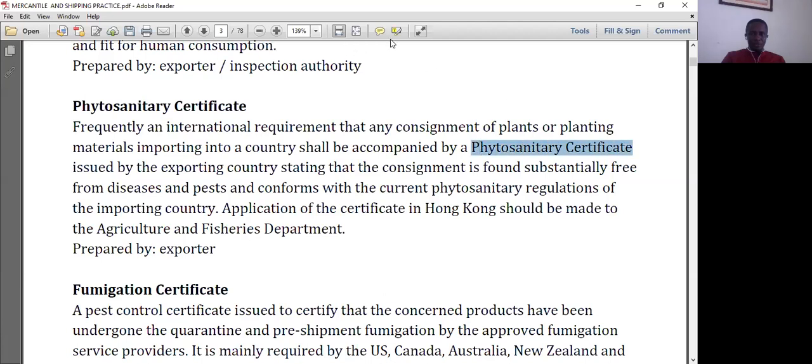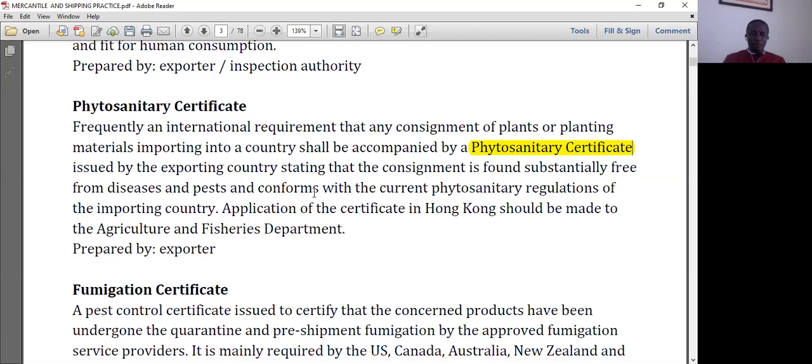The phytosanitary certificate is issued by the exporting country, stating that the consignment is found substantially free from diseases and pests and conforms with the current phytosanitary regulations of the importing country. But plants also have diseases. It is not only human beings, animals and plants that have viruses and bacteria. Plants can spread certain diseases to other plants.